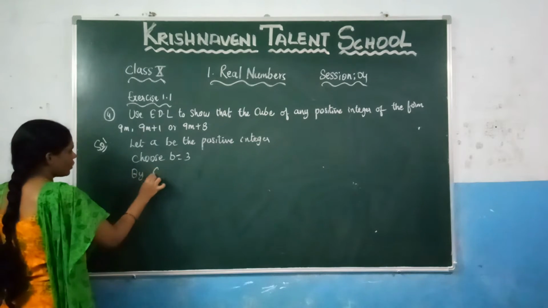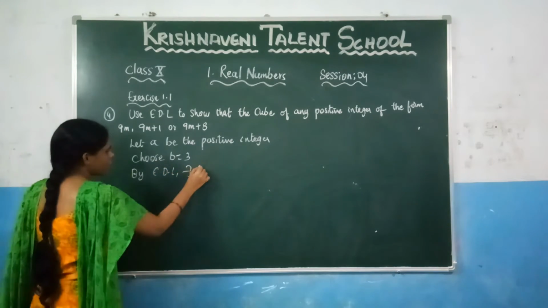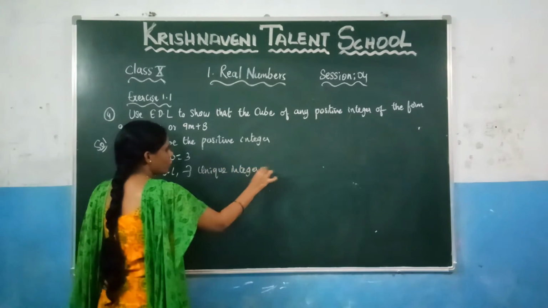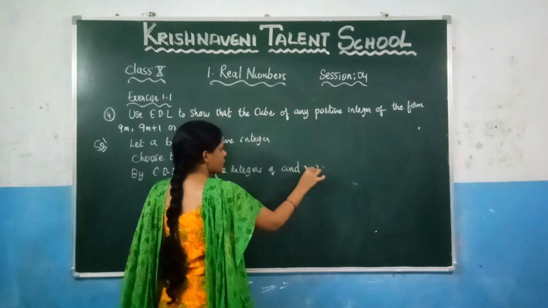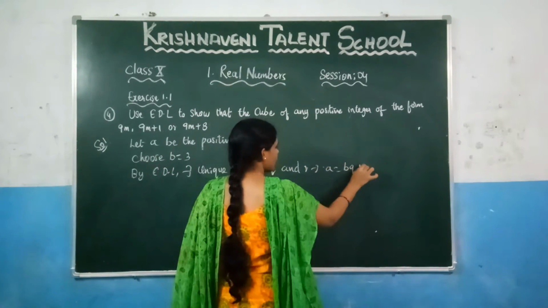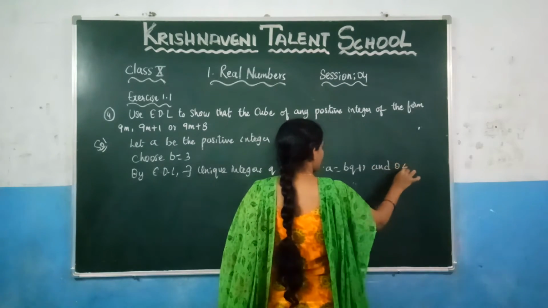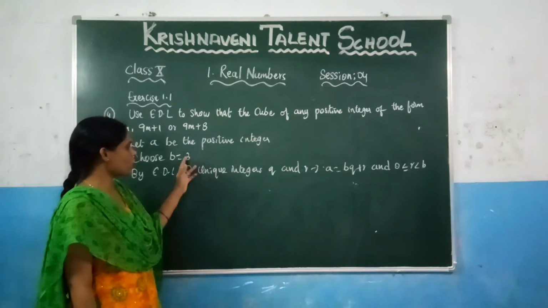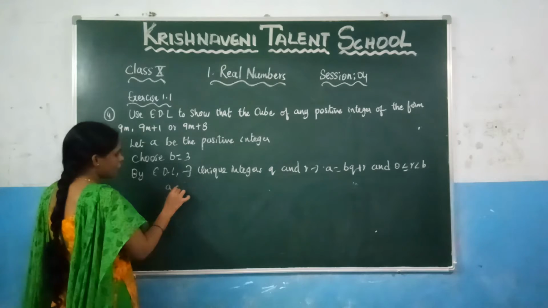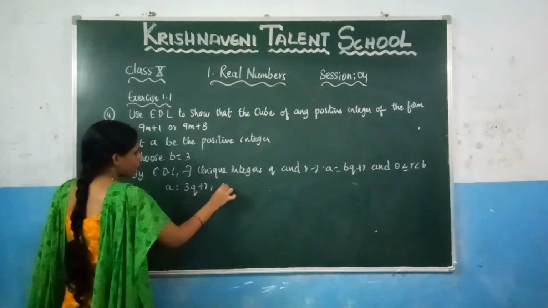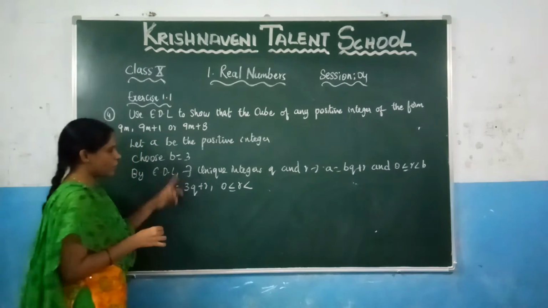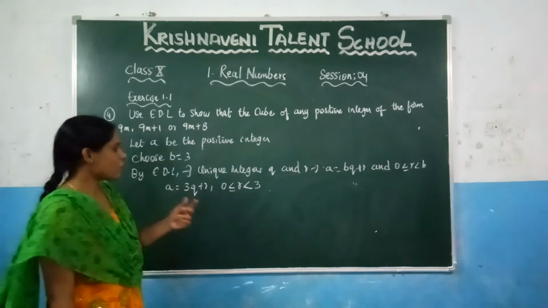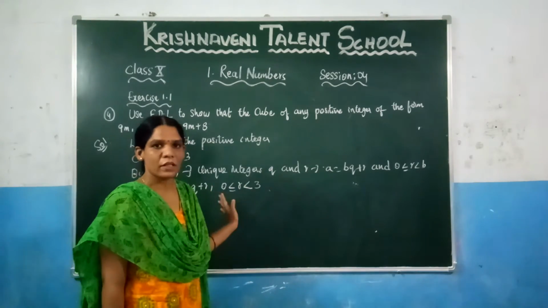By Euclid division lemma, there exist unique integers q and r such that a is equal to bq plus r and 0 less than or equal to r less than b. Just substitute the value of b in that equation, so you will get a is equal to 3q plus r, where 0 less than or equal to r less than b. What is the value of b here? 3. So clearly the value of r lies between 0 and 3.